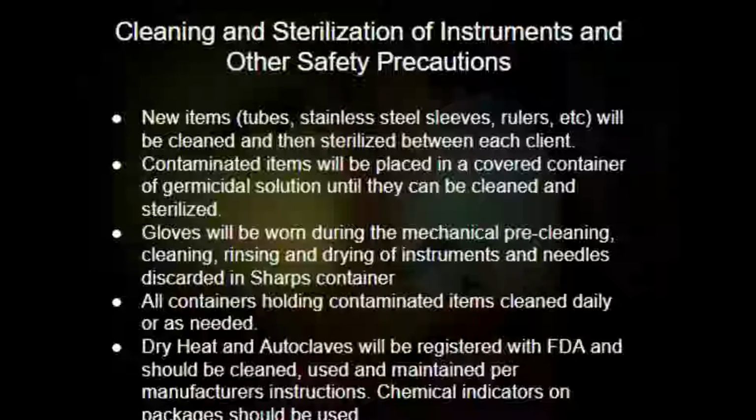Sterilizers should be registered with the FDA and should be cleaned, used, and maintained according to the manufacturer's instructions. Dry heat ovens and moist heat autoclaves should have visible indicators like thermometers and timers. The following time-temperature relationships are recommended, including but not limited to: the dry heat method should be at 340 degrees Fahrenheit, 170 degrees Celsius for 1 hour, and 320 degrees Fahrenheit, or 160 degrees Celsius for 2 hours.